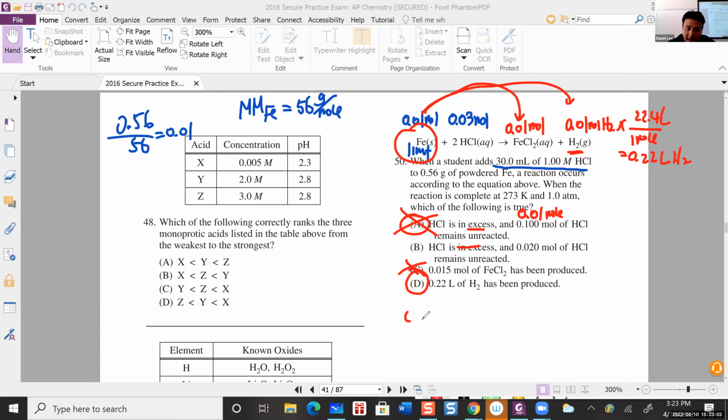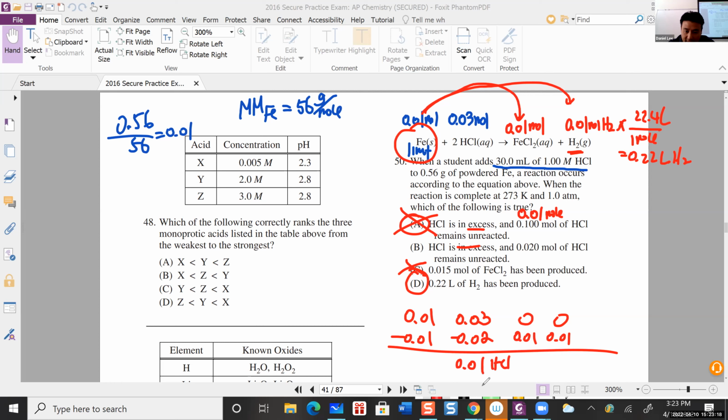If you do the BCA, right? 0.01, 0.03, and this is 0, 0, you're minus 0.01, minus 0.02, and plus 0.01, plus 0.01. So how much HCl you have left is 0.01 HCl left, not 0.1. So I misread it, A is wrong, and B is wrong, should be 0.01. So the only answer is D, using stoichiometry, yeah, okay? So that will be it, and I think that's the last question, right? Okay, good.